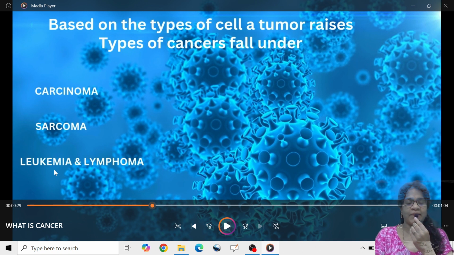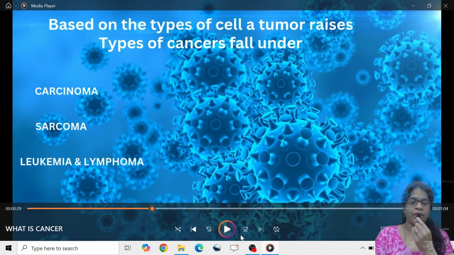Increase of your white blood cell production. And lymphoma, even that is also a blood cell lineage cancer. Okay, these are based on the type of cells, based on the location of the cells. The cancers are mainly divided into carcinoma, sarcoma, and leukemia and lymphoma.